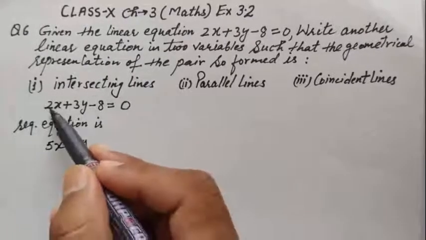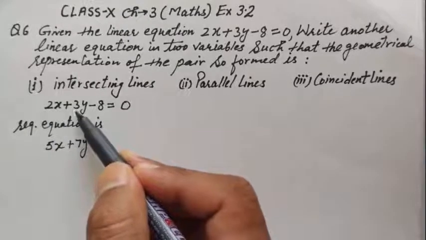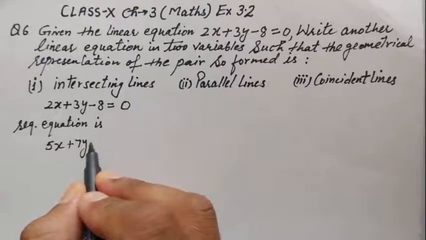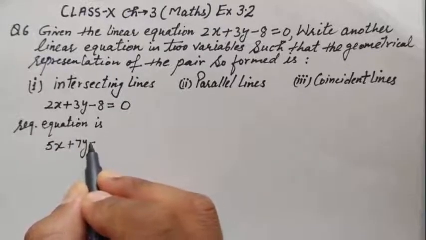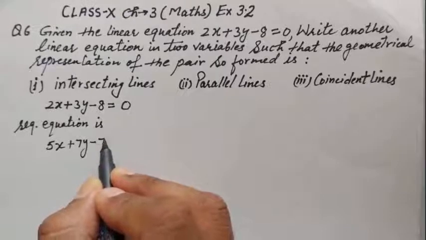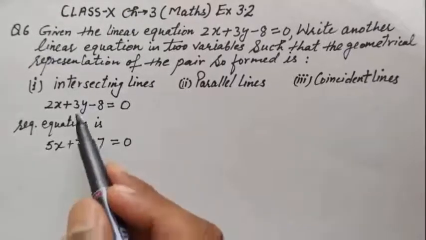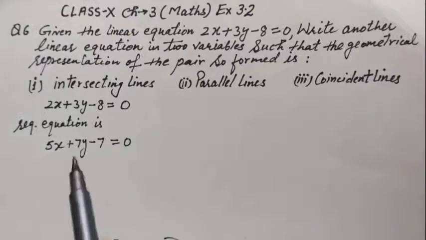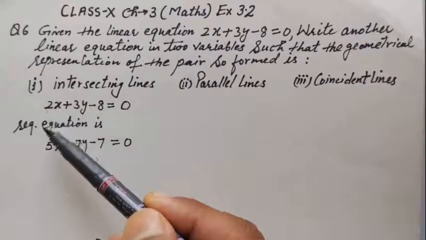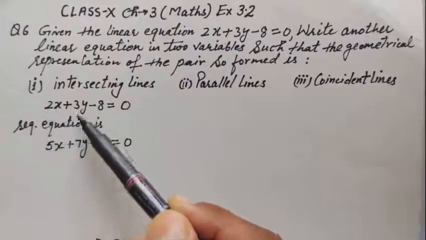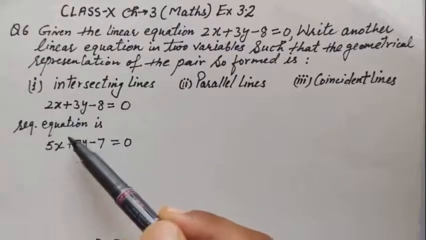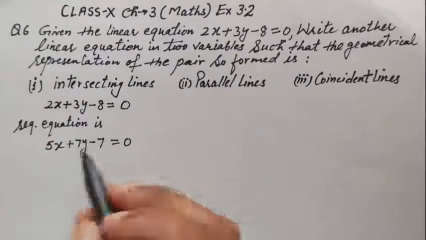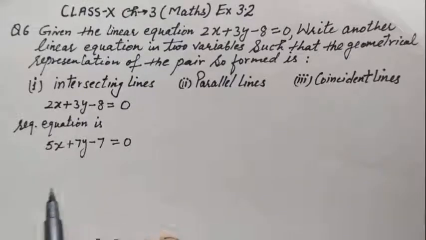Now a1/a2 is 2/5 and b1/b2 is 3/7, so these are not equal. And for c you can write anything; no matter what, I am writing minus 7, equals 0. Now these two lines will intersect when represented geometrically. Why? Because a1/a2 is 2/5 and b1/b2 is 3/7, so a1/a2 is not equal to b1/b2. So these lines are intersecting lines. Any such lines you can make; there are infinitely many.